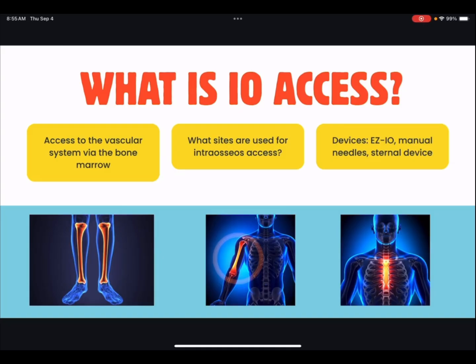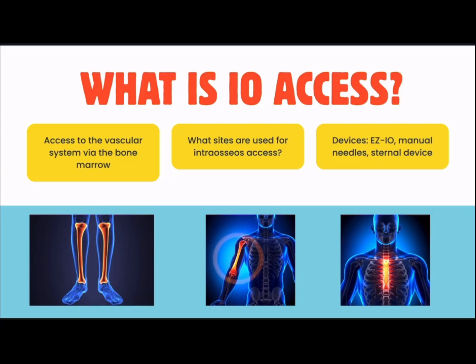Then we have the proximal humeral head in the middle there. The proximal humeral head is growing in popularity. This site is known for higher flow rates and location. It's a really optimal location for ongoing CPR, especially when you're a sole provider in the back of an ambulance. This goes 1 to 2 centimeters above the surgical neck.